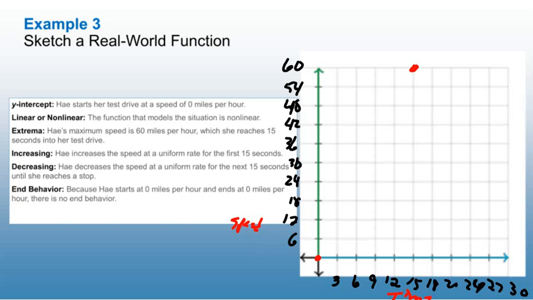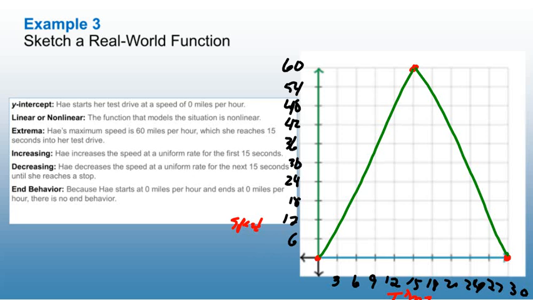It's increasing. Her speed increases at a uniform rate for the first 15 seconds. So from 0 to here, it's the same rate. So it's a straight line there. It's decreasing the speed at a uniform rate for the next 15 seconds until she reaches a stop. If I go back down for the next 15, that means I'm going to have a point here at 30 seconds. So that means I can go down here, and that's where it would end.